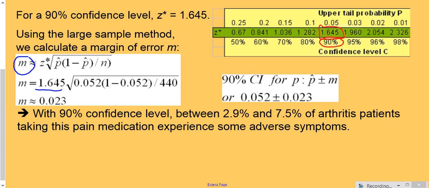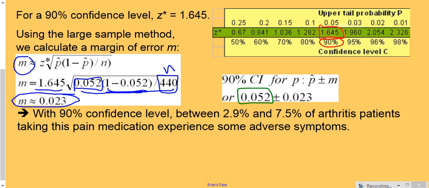So if we break down the formula, the Z star is given there, and M, if you remember, is our margin of error. These numbers come from our sample, our P hat: the probability of it occurring, which is our sample, the probability of it not occurring, which is 1 minus our sample, and this is our sample size, N. That gives us a margin of error of 0.023. So we have P hat and our calculated margin of error. We can add and subtract 0.023 to 0.052 and get this confidence interval if we wanted to write it in standard form.